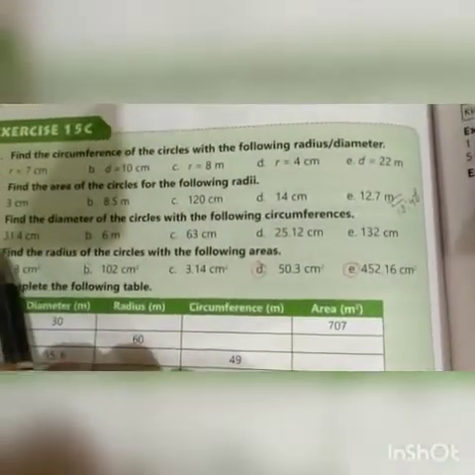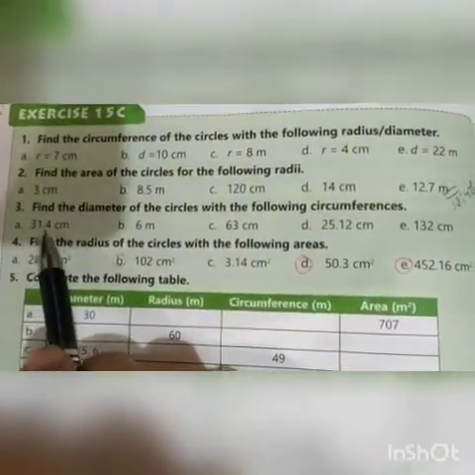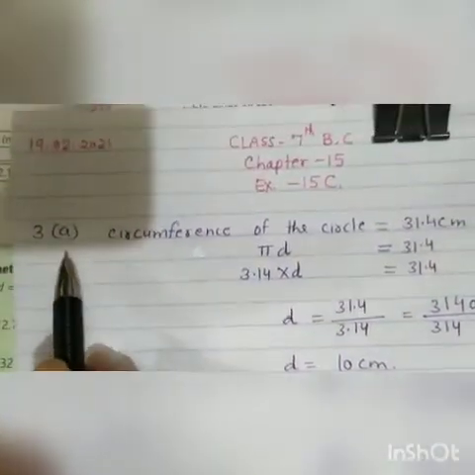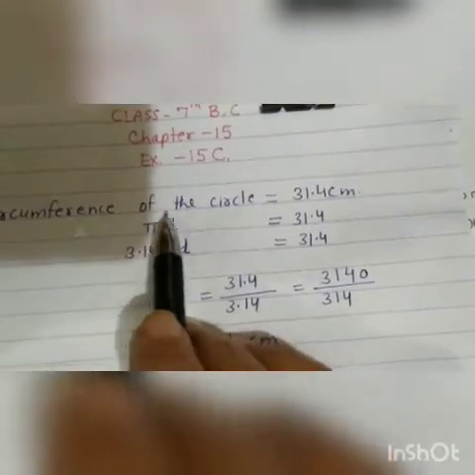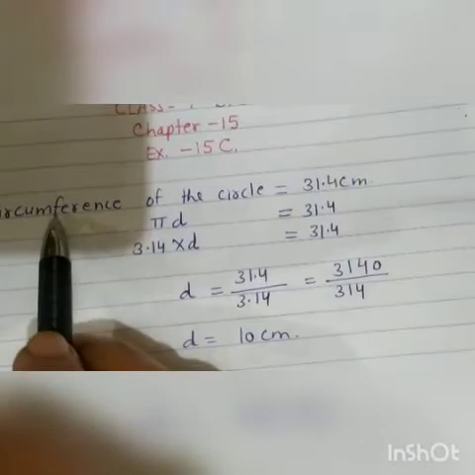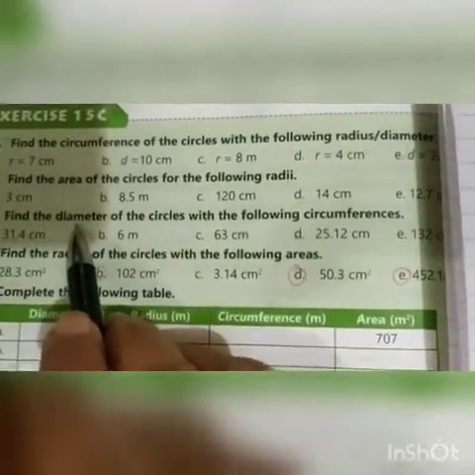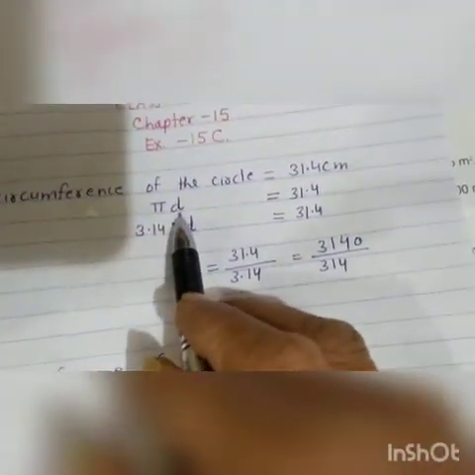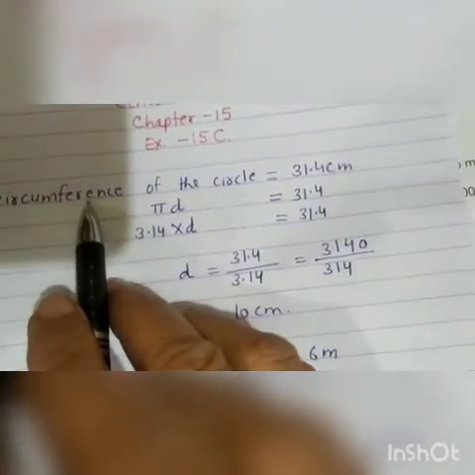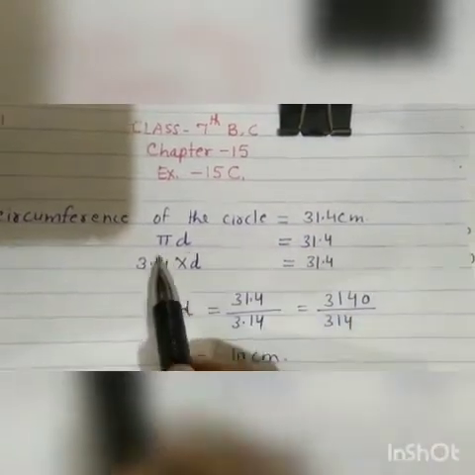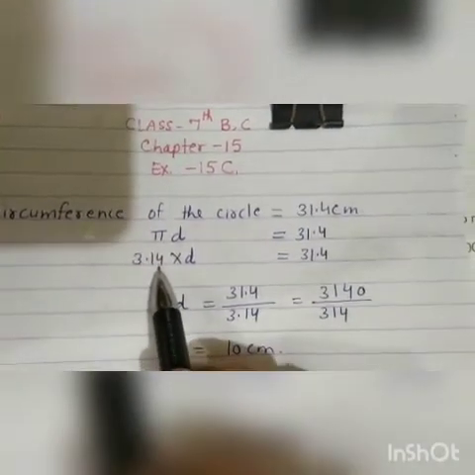First, circumference is given 31.4. So see here, question number 3, part A. Circumference of the circle is given 31.4 centimeter. Then we will write the formula for circumference. Here we have to find the diameter, so we will write the formula with diameter. Pi d. Formula for circumference is pi d equal 31.4. Value of pi is 3.14.